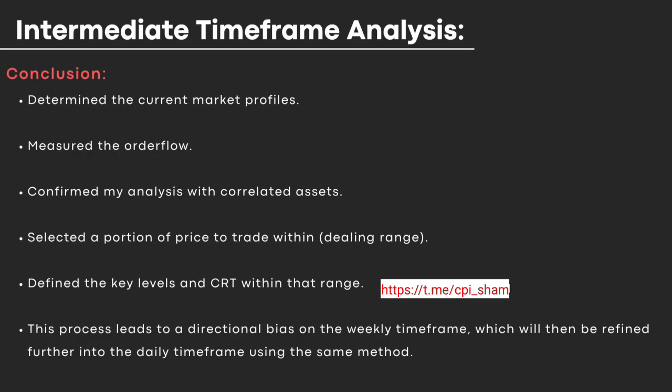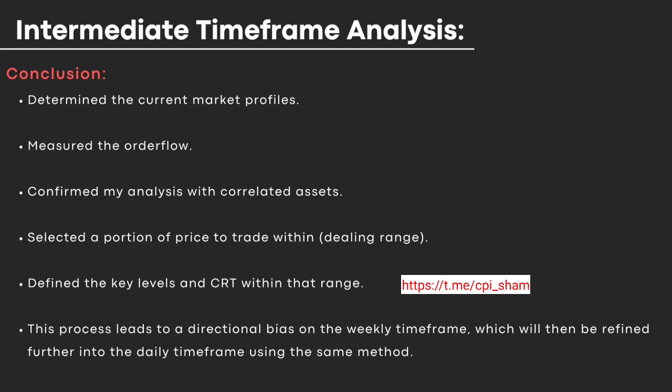Moving on, right here in this slide, you can see that we've got this whole summary. First of all, I started off with determining the current market profile, right? And this involved identifying whether the market was in a consolidation, expansion, reversal, or a retracement profile to understand the phase that we are in. And next, I measured the order flow and I observed how price was interacting with key levels, and I determined the market directional bias based on its structure and framework.